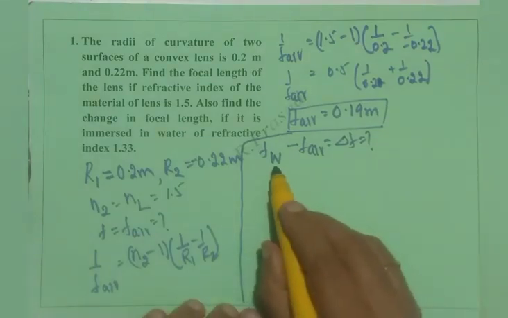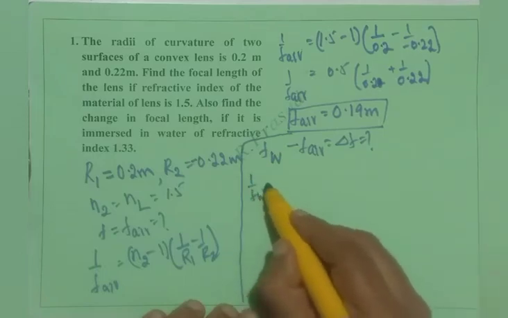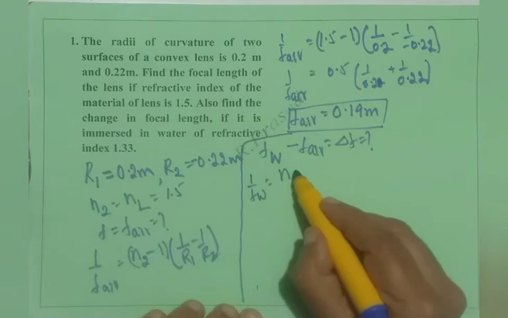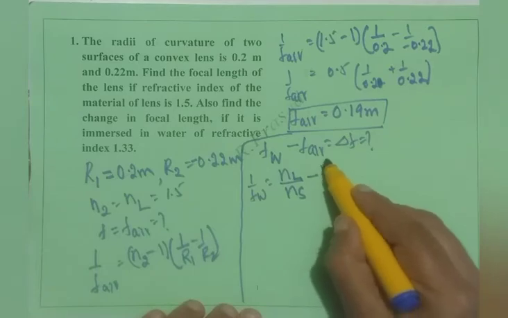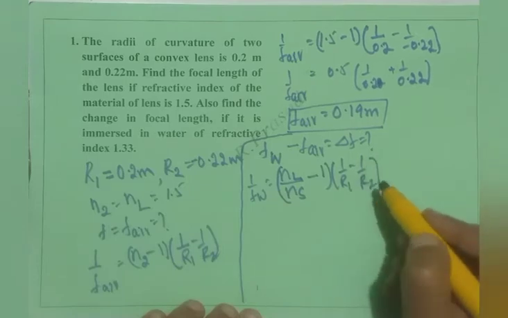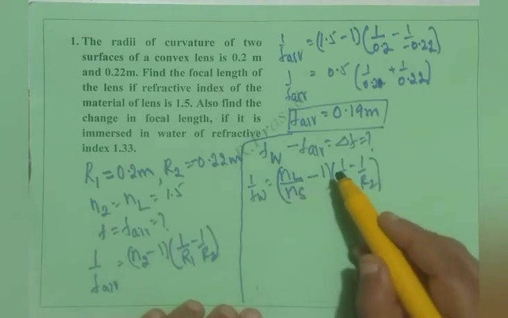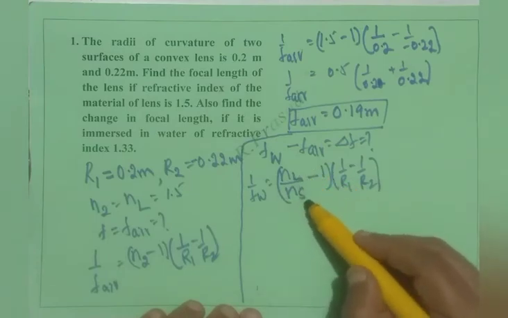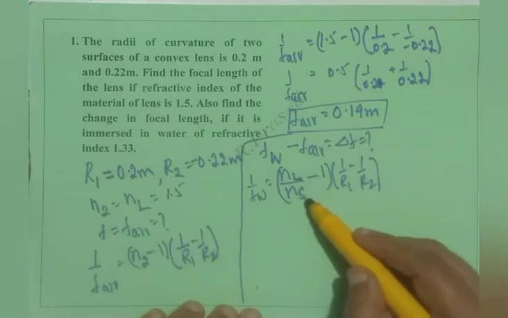For Fw, the focal length of the lens when it is immersed in water, we can write 1 by Fw as (NL, the refractive index of the lens, by NS, the surrounding medium refractive index, minus 1) into (1 by R1 minus 1 by R2). Observe, this is the general formula. When we derived the lens maker's formula, we wrote N2 by N1. Instead of N2, the lens medium refractive index, I have written NL. It's easy to remember. L stands for lens medium, S the surrounding medium, which we wrote as N1.